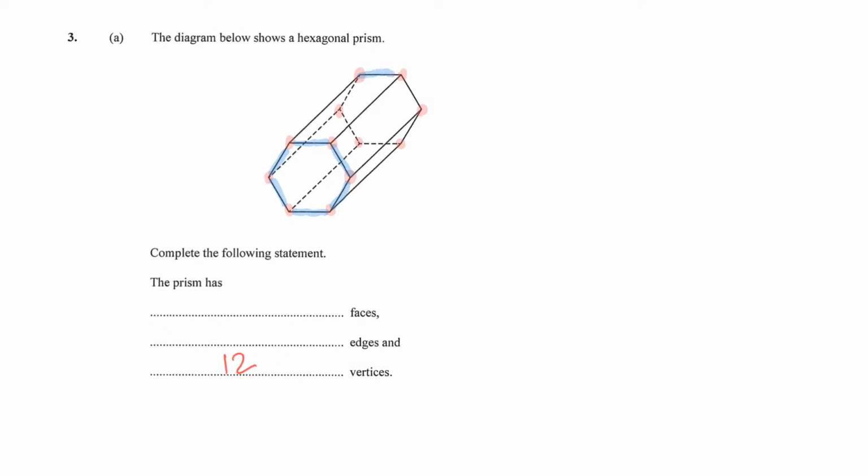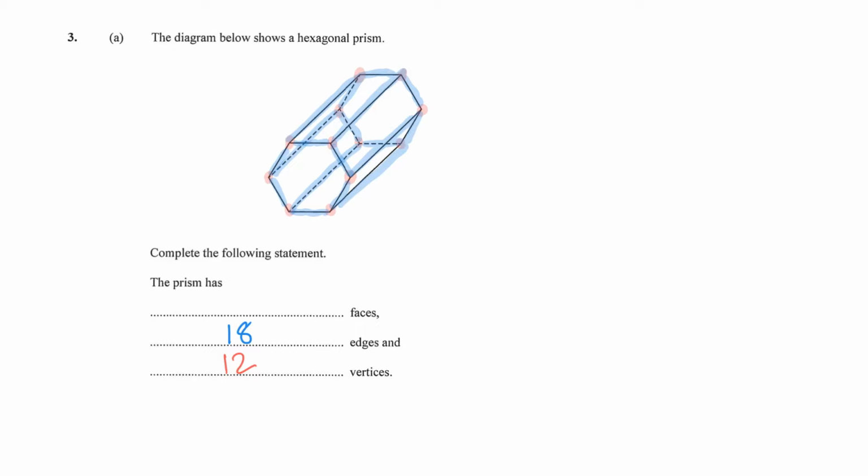So we're at 7 edges, 8, 9, 10, 11, and 12. Then in the middle, connecting the two hexagons, we have an additional 6 edges. So we're at 13, 14, 15, 16, 17, and 18 edges. So we have a total of 18 edges.